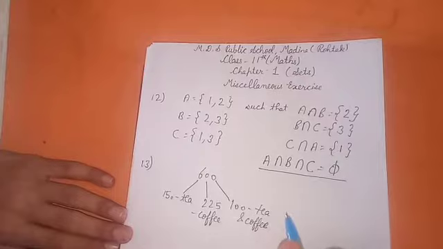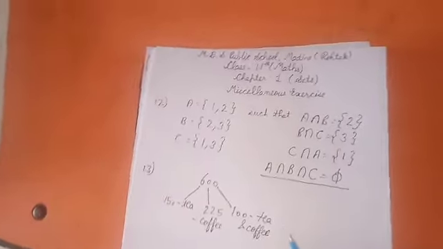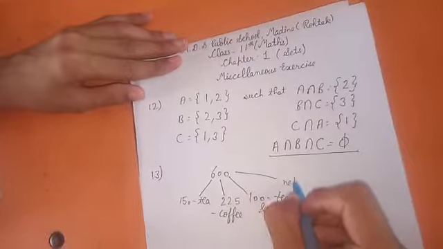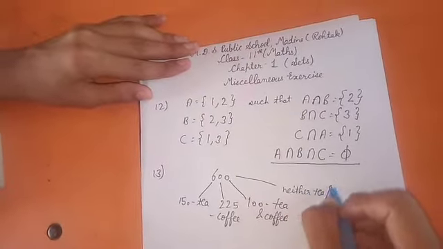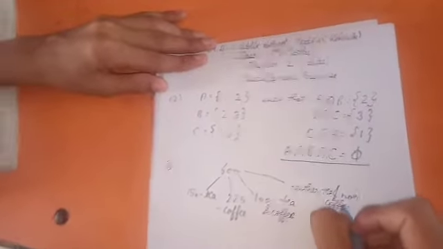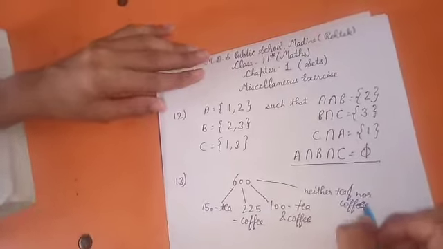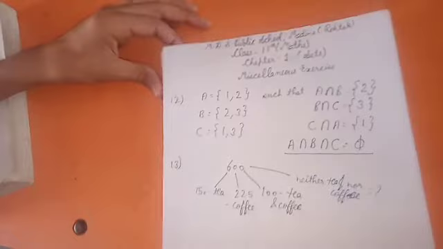Okay. How many students were taking neither tea nor coffee? Means out of 600 there were students who took neither tea nor coffee. Okay, means some students were there who are not taking tea also and coffee also. So we are going to find that number.